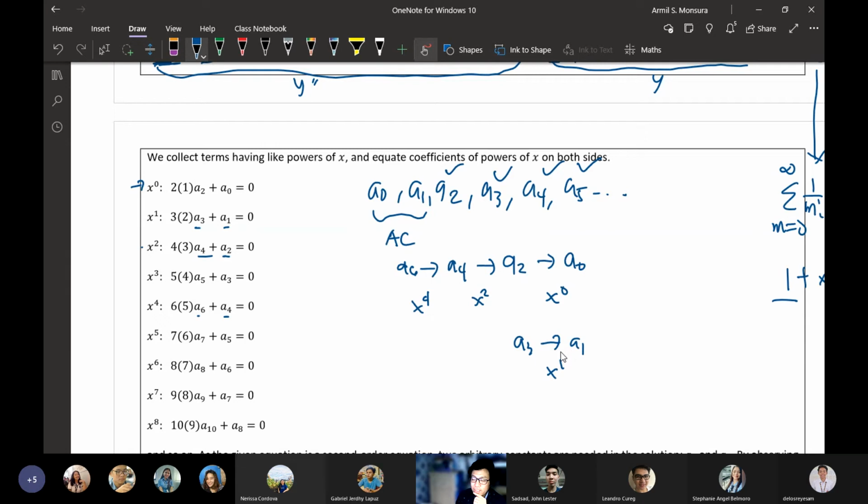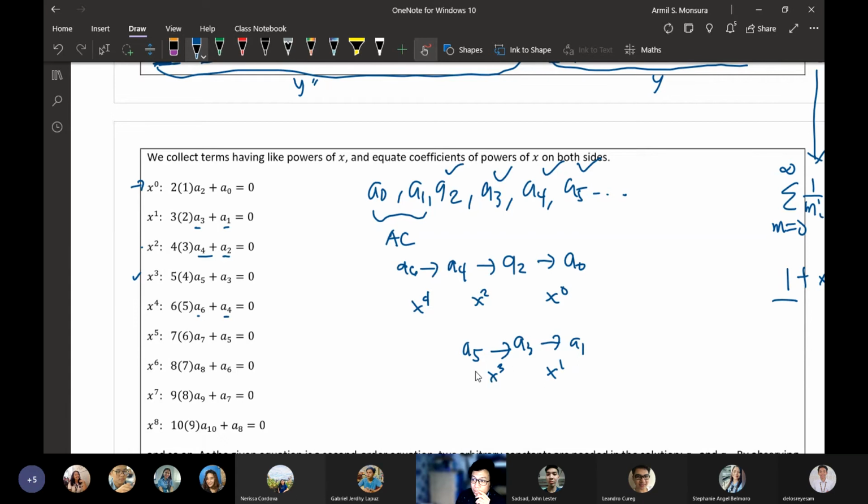Okay? Tapos, tingnan nyo pa. Halimbawa sa x raised to 3. Tingnan nyo itong x raised to 3. Okay? It seems from x raised to 3, I can express A5 papunta kay A3, which in turn, pwede kong i-express kay A1, using x raised to 3 coefficients.